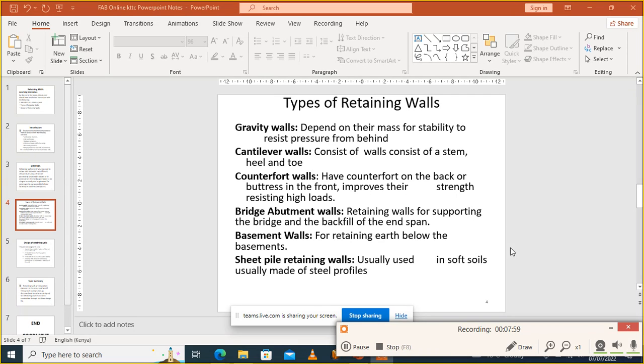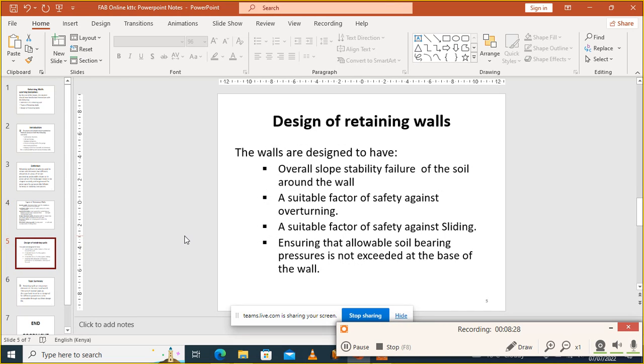Then the next one is the bridge abutment walls, mostly found in bridges. Then the basement walls, which are mostly utilized when you're constructing basements. Then lastly, the sheet pile walls, which are mostly utilized in railway structures. So quickly, because of time, I want us to move to the next element, which is the design. For us to design our retaining walls, we need to consider four elements. Who can state the first element for us?